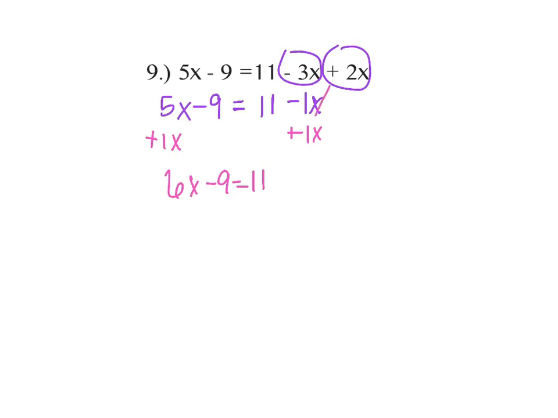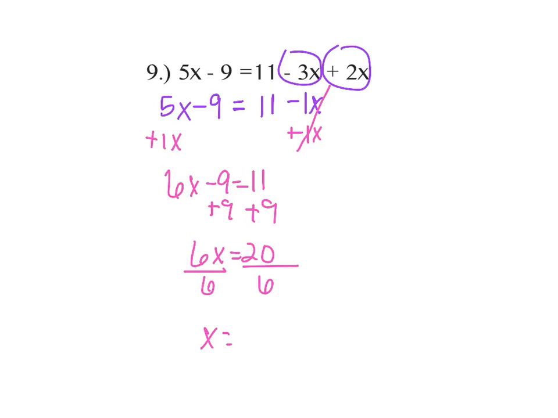The negative 1x and the positive 1x cancel out. Here I need to add 9 to both sides, and I'm left with 6x equals 20. I'm going to divide both sides by 6, and I get x equals.